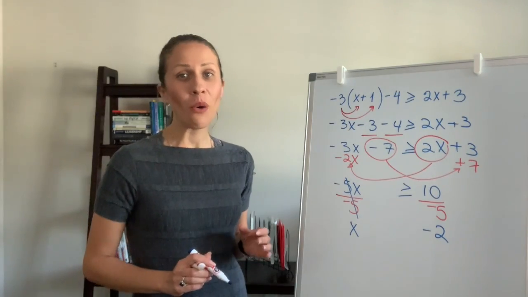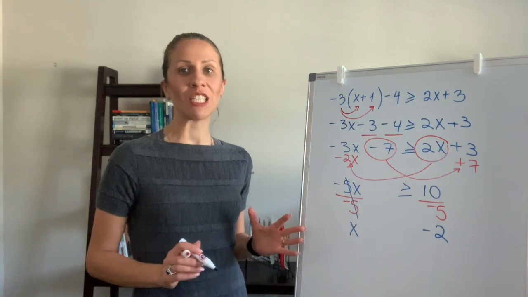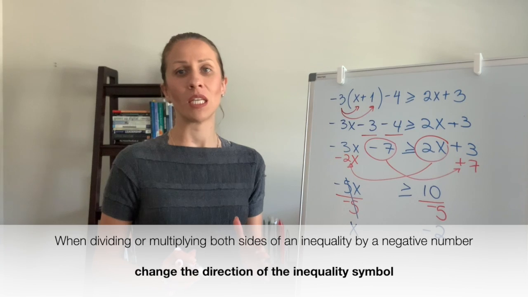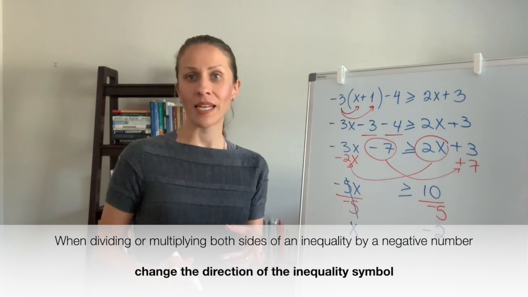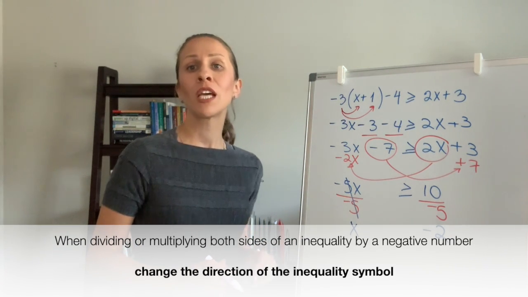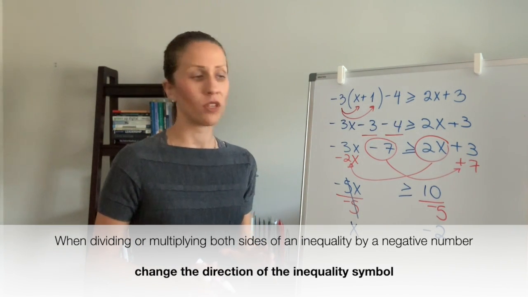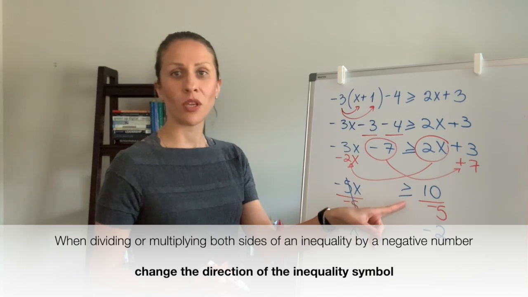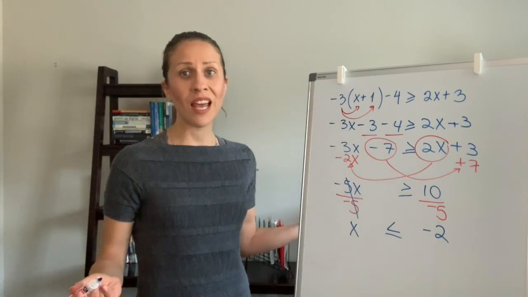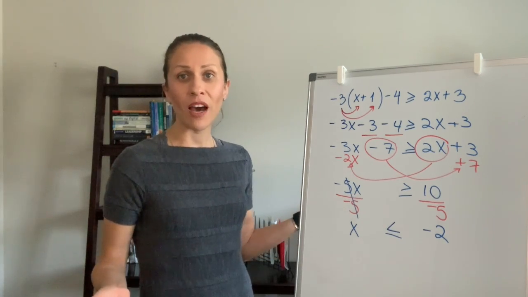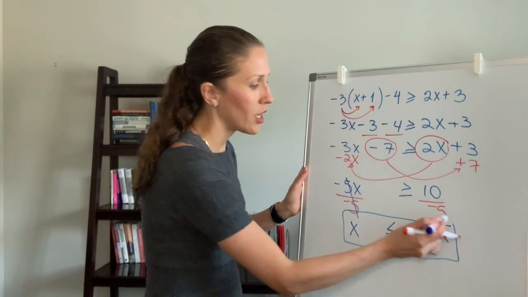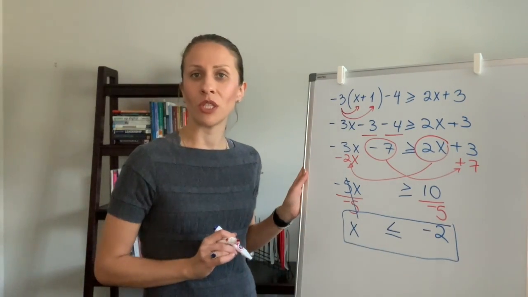And here is the only part where inequalities are different from equations. When you divide or multiply both sides of an inequality by a negative number, which we did, we divided both sides by -5, you have to change the direction of the symbol. So instead of greater than or equal to, I will now have less than or equal to. Other than that, we're done. The simplified inequality, which is what this solution is called, is x is less than or equal to -2.